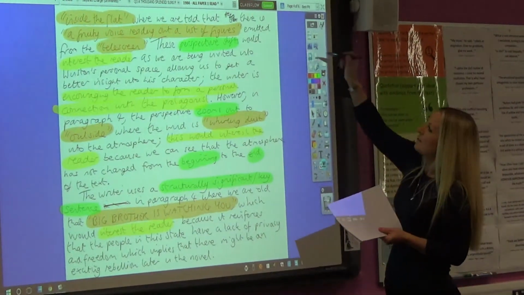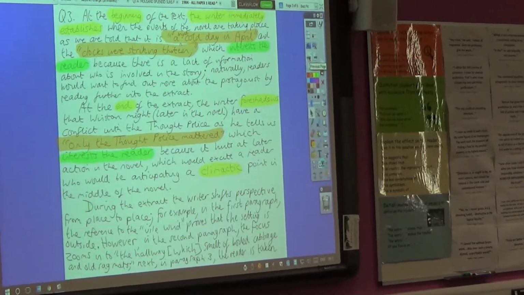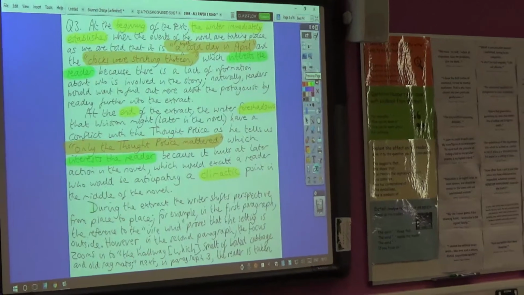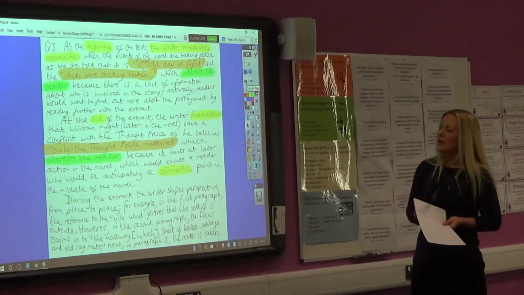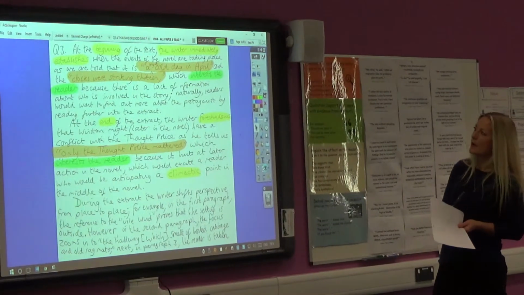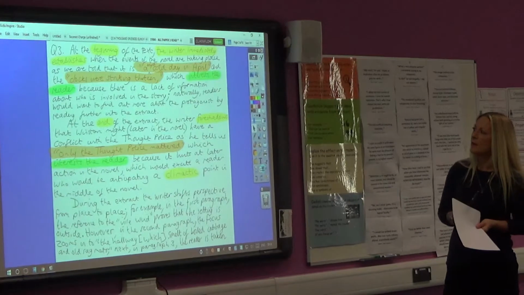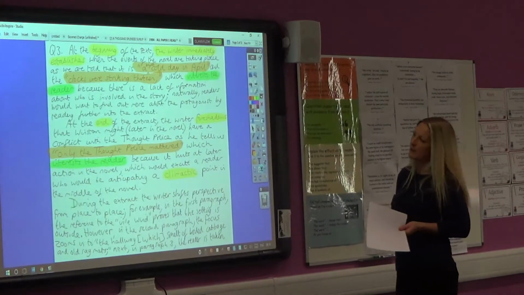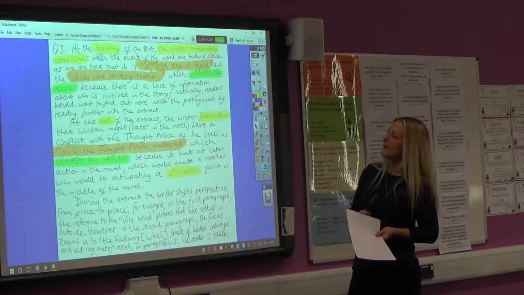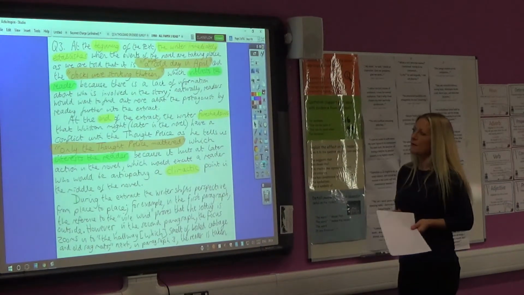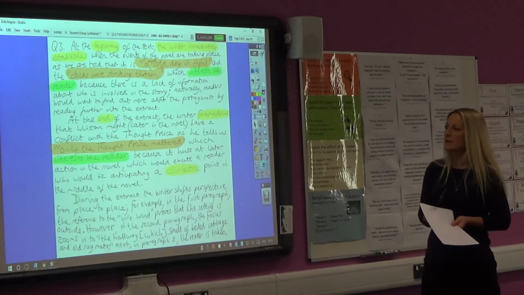Let's have a read of it then. Let's listen to what it sounds like together. So, at the beginning of the text, the writer immediately establishes when the events of the novel are taking place, as we are told that it is a bright cold day in April, and the clocks were striking 13, which interests the reader because there is a lack of information about who is involved in the story. Naturally, readers would want to find out more about the protagonist by reading further into the extract.